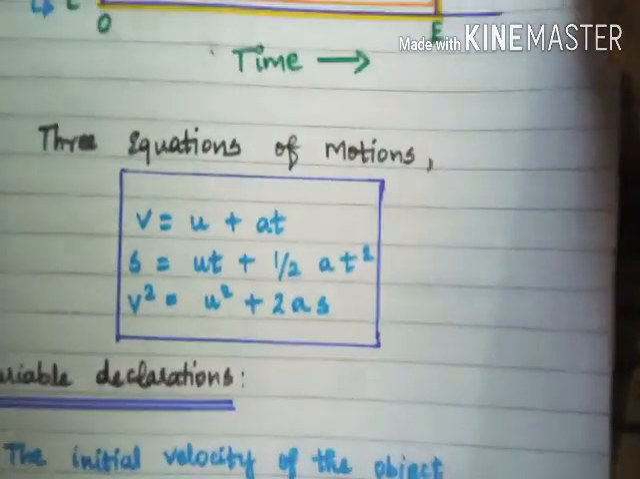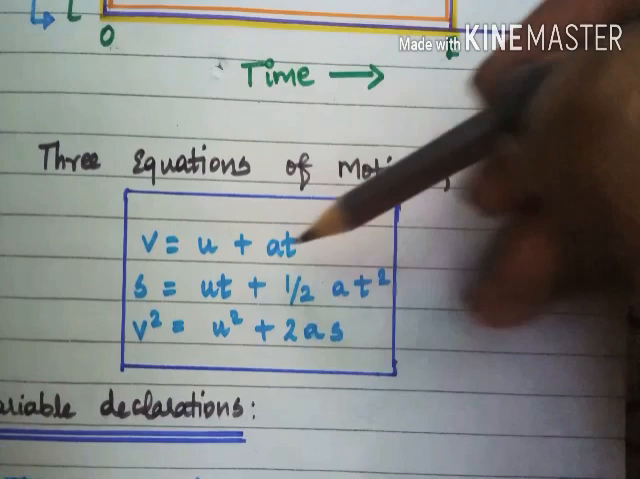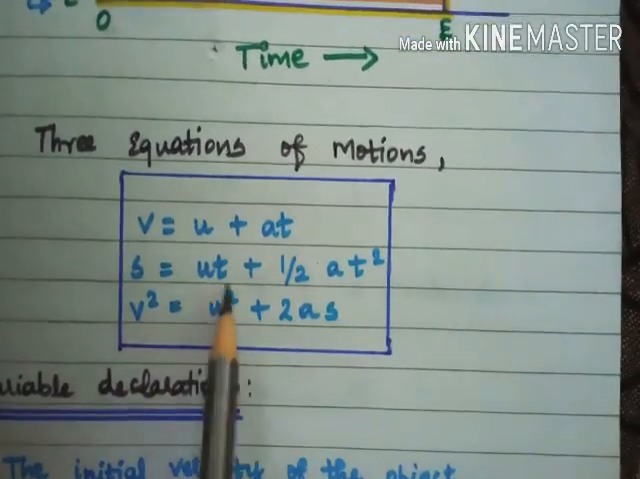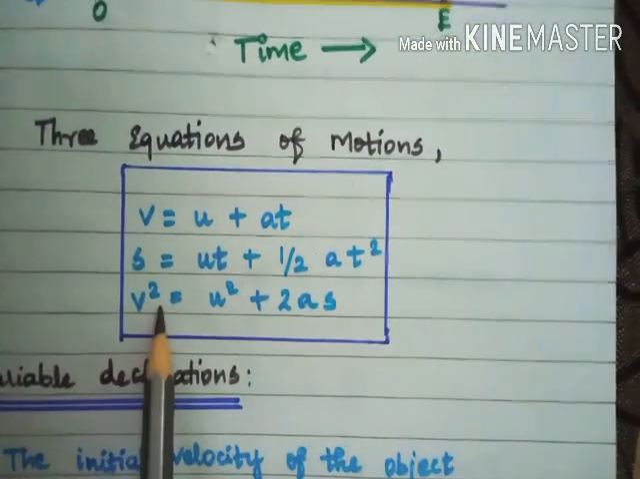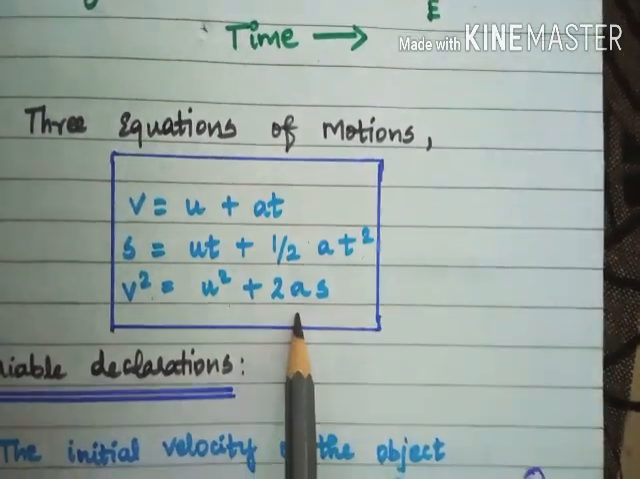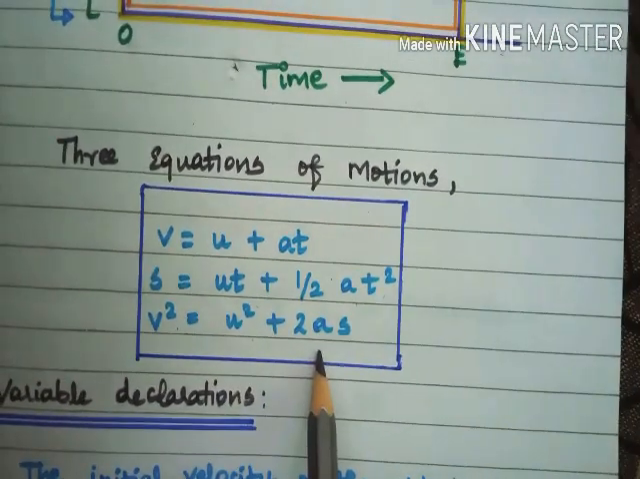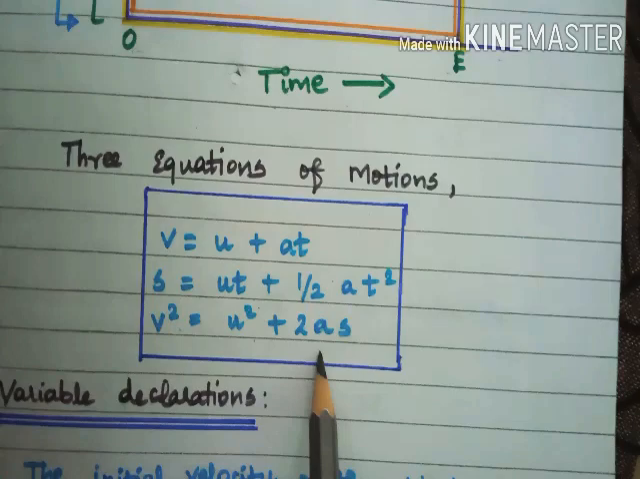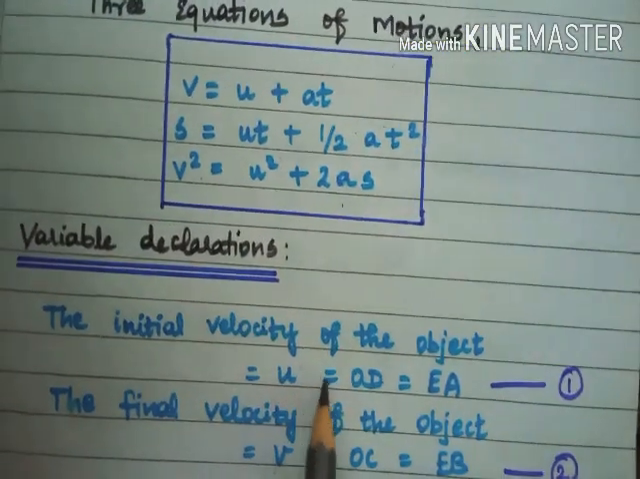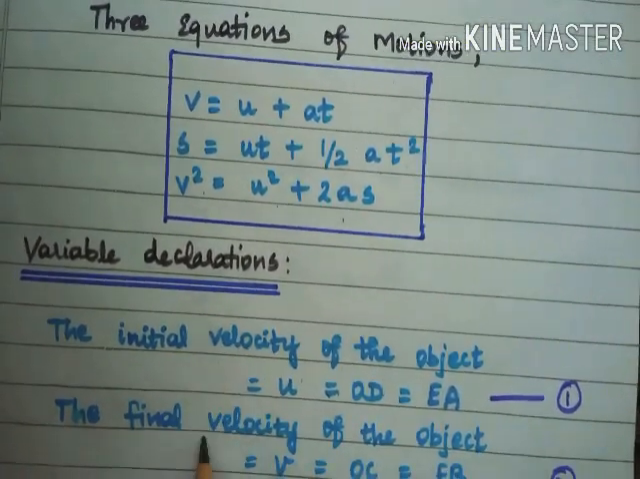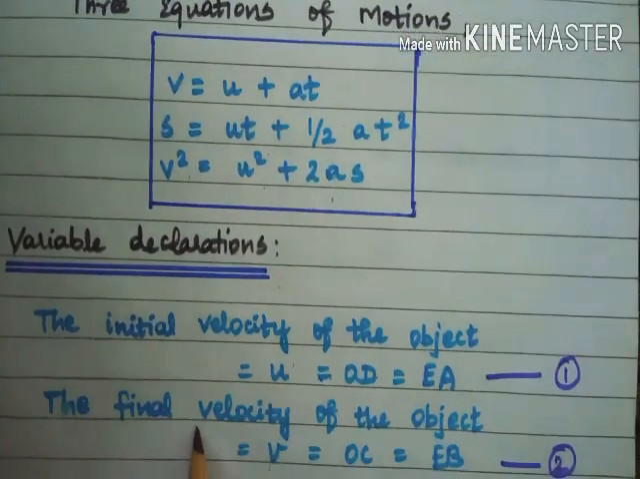Okay. So next we have the three equations of motion. V is equal to U plus AT, and S is equal to UT plus half AT square. V square is equal to U square plus 2AS. Next we are going to consider the variable declarations for this equation. What are the variables we have declared? Initial velocity, final velocity, and the last one is time.